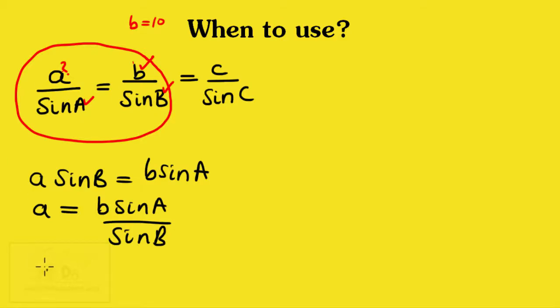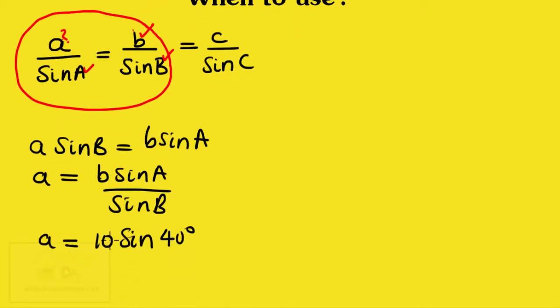So for instance, let's say b represented a length of 10 units, angle A was say 40 degrees, and angle B was say 60 degrees. You can easily find a by just simplifying this using a calculator or a table of values. And that's all you need to know. Once you can get an equation where there's only one unknown, you can use the sine rule.